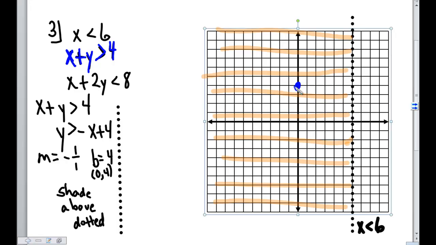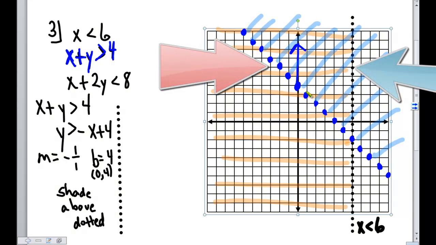Start at the beginning ordered pair at (0, 4), and the slope is down 1 over 1. We are shading above the dotted line, so we start at the beginning ordered pair and we draw an arrow up. So anything on this side is what we shade. I can already see where I think my answer is going to fall. It's going to be between here and here, between this blue and this black dots.